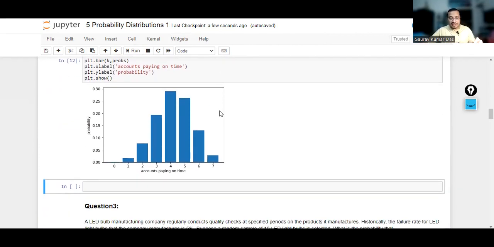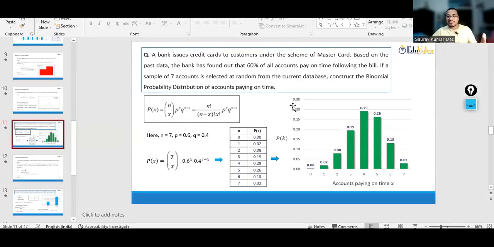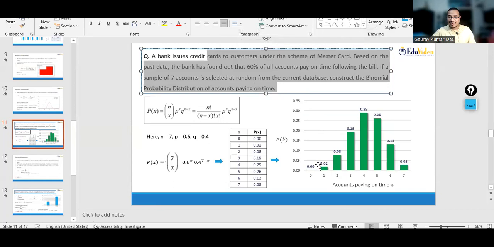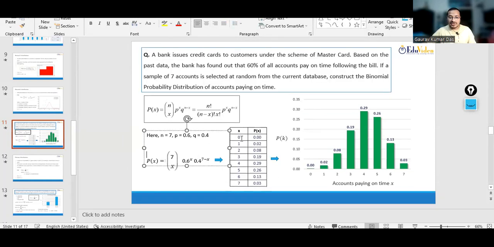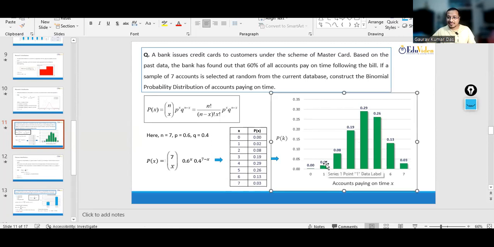Great, isn't it? So this is how we need to do it. And if I want to go back to the slide where I did that question, in the previous video, this was the question, wasn't it? And this is how we created the graph. Using this formula, we got all these corresponding probabilities with respect to each value of x, or I can call this k, whatever you call it. And then I do this.